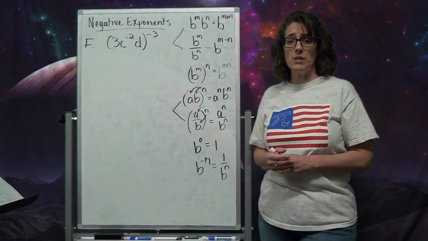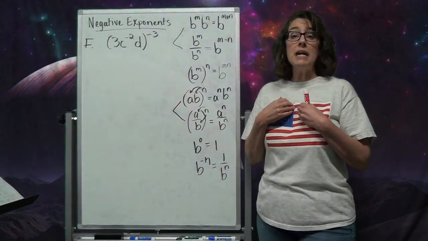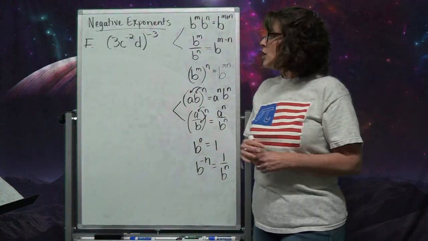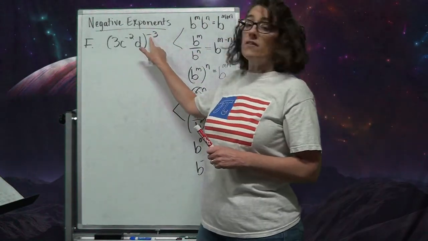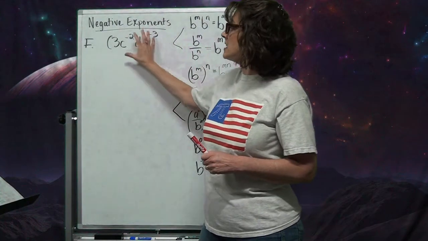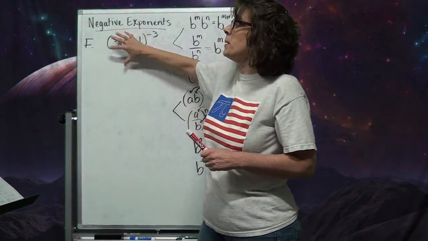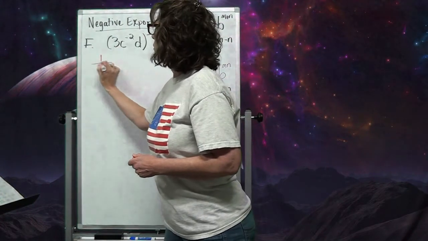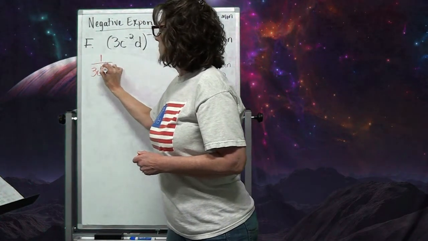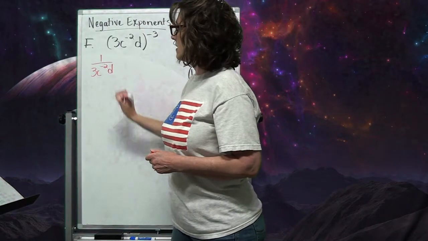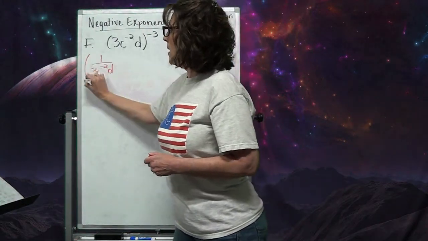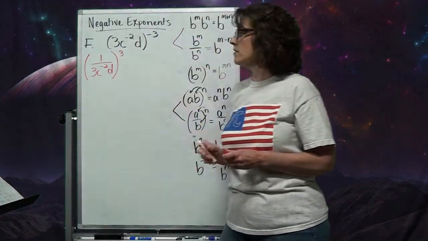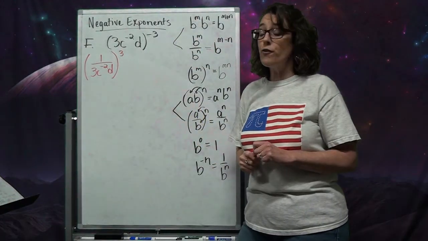So one way to attempt this is, like I said, as soon as I see a negative in the exponent, I say flip. So one way to do it is to say there's a negative in the exponent right here. That's going to take the entire parentheses, flip the whole parentheses. So I'll get a 1 over 3c to the negative second times d. But remember, when I flip it, I don't lose the exponent. It simply becomes positive.